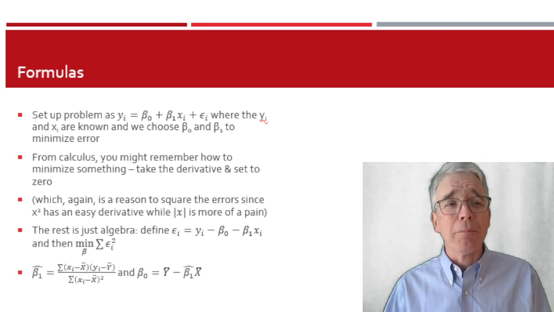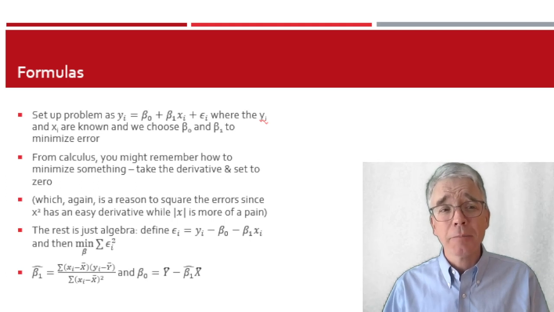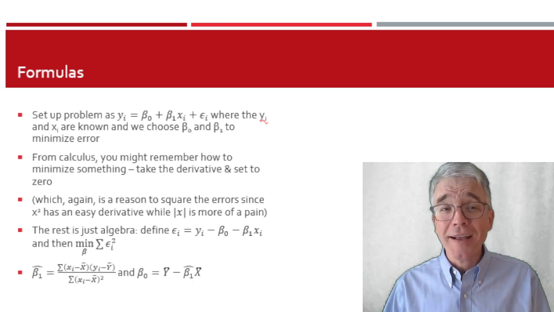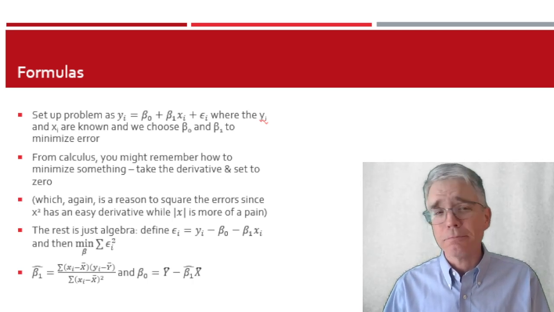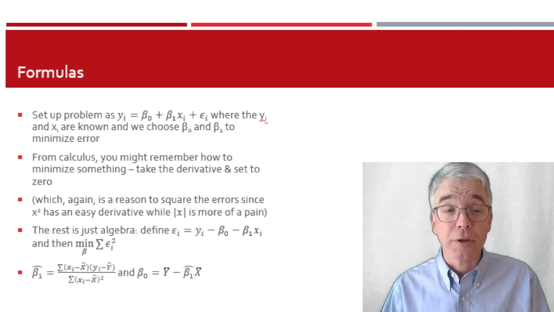We have a simple problem set up as y_i, where that's a whole list of y values from 1 to n. That's equal to beta naught plus beta 1 times x plus some epsilon. The y and the x are known, and we're going to choose beta naught and beta 1 to minimize the error. So from calculus, you know exactly how to minimize anything. I take the derivative and set it to 0. That's easy. And that's one of the big reasons we have squared errors here, because taking the derivative of a squared term is pretty easy.